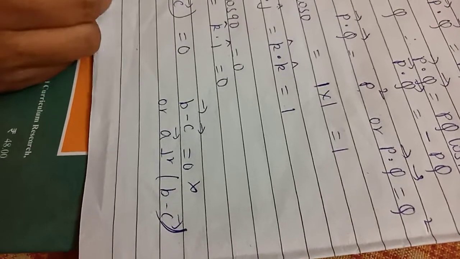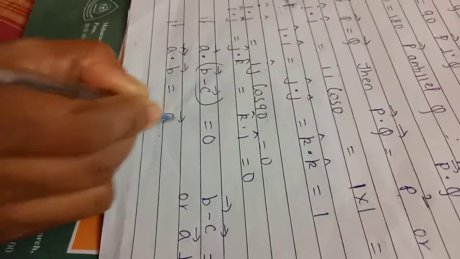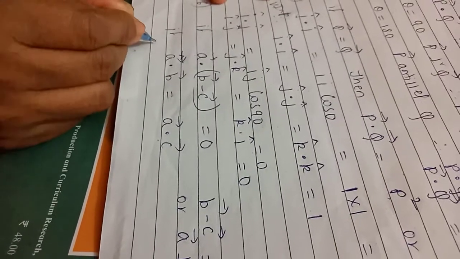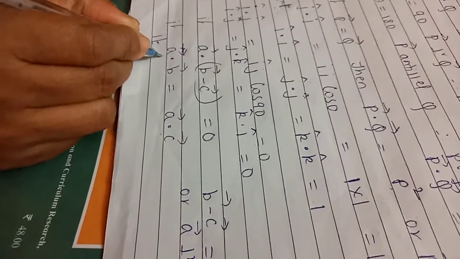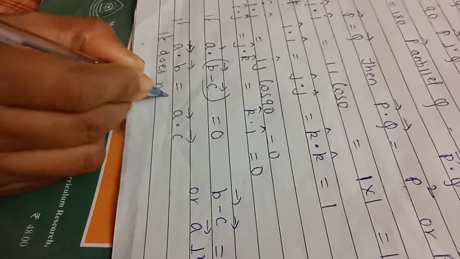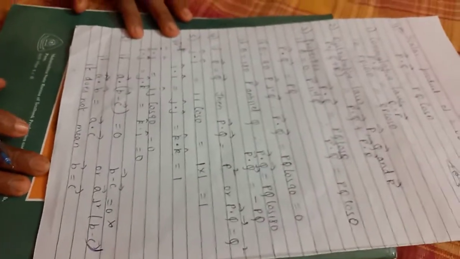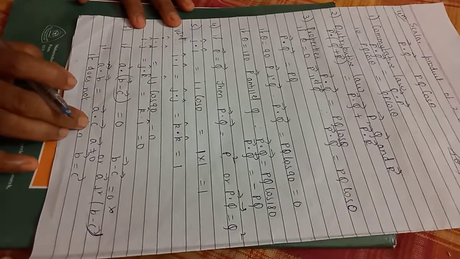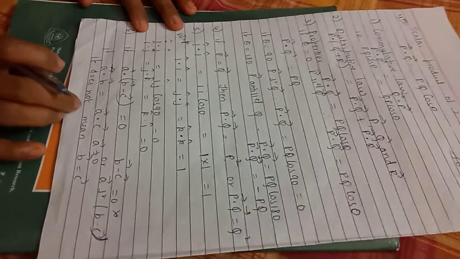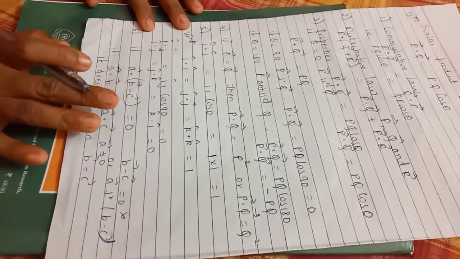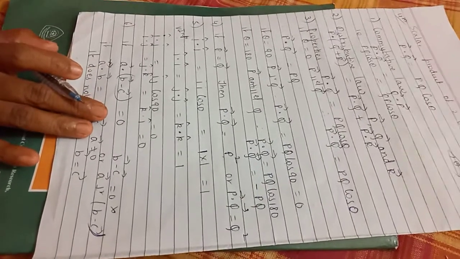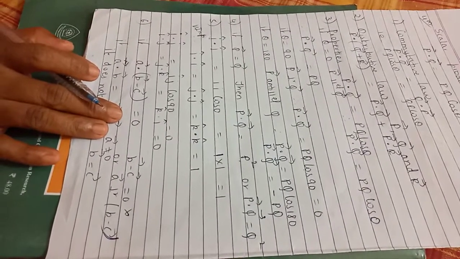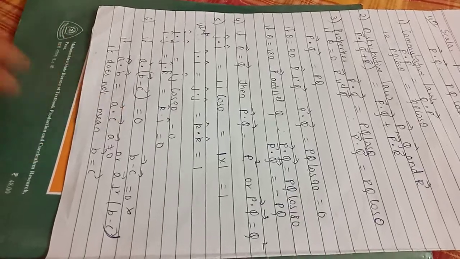If vector A dot B is equal to vector A dot C, it does not mean that B is equal to C. Now cancel. If A is not equal to 0 and A dot B is equal to A dot C, it does not mean that B is equal to C. Very important points. What I am going to take now is very important, so I'll use a fresh page for you to understand.